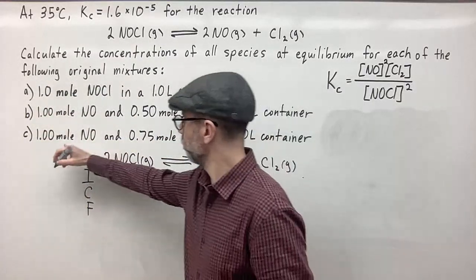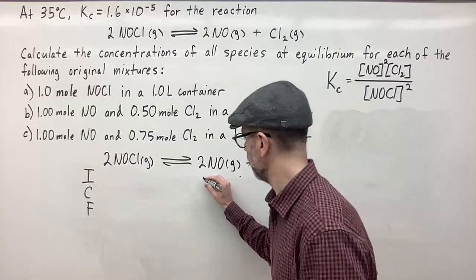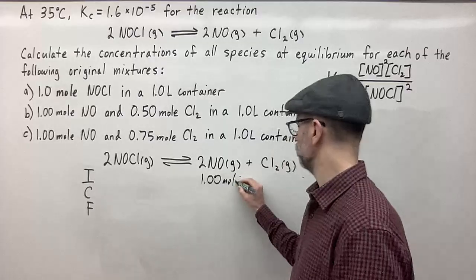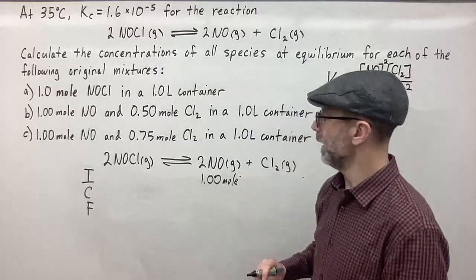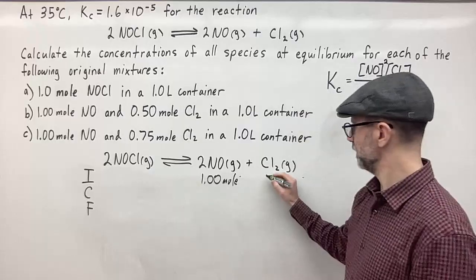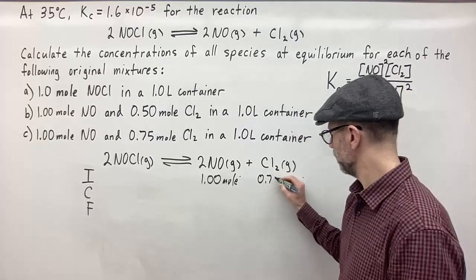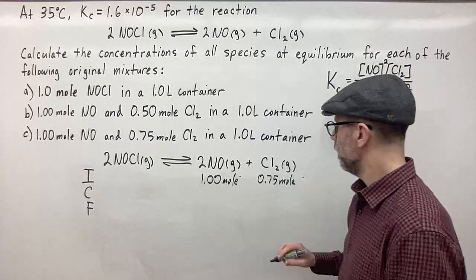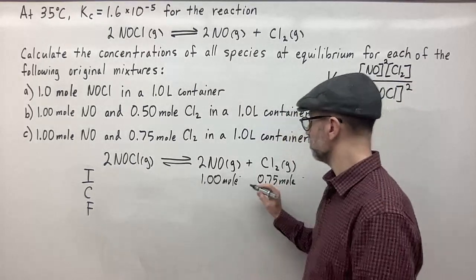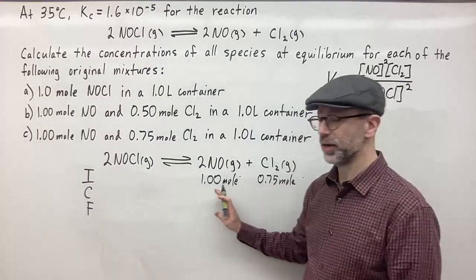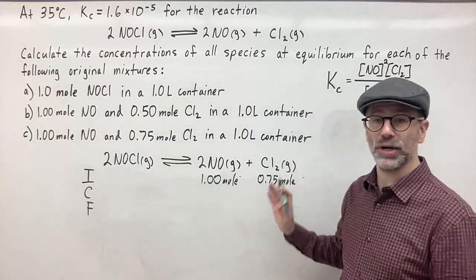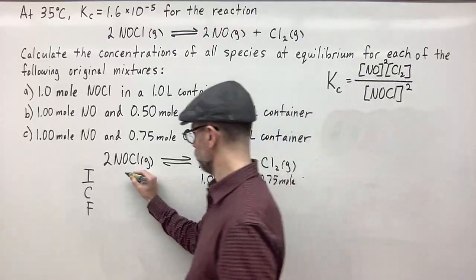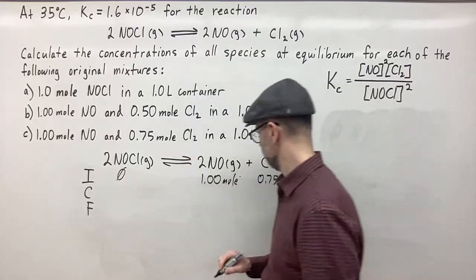So we got 1.00 moles of NO, so that's the same as before. And we have 0.75 moles of Cl2. And here, we've got to figure out which one is the limiting reagent, which one's going to run out and go to 0, because we're going to assume completion in this direction. We're starting out with a 0 amount here.